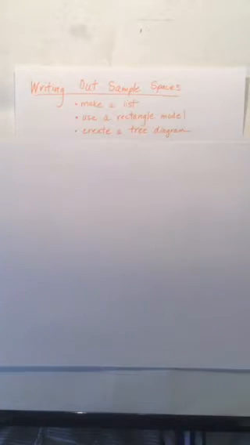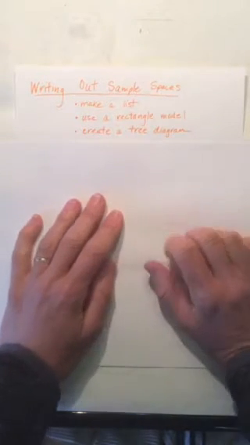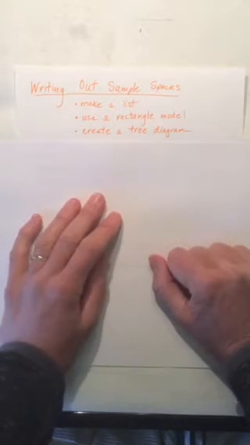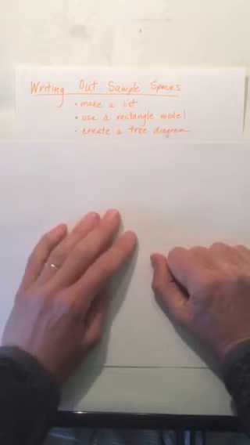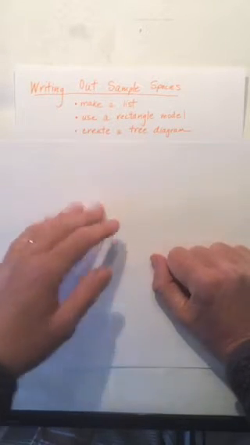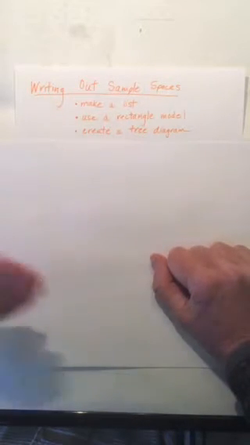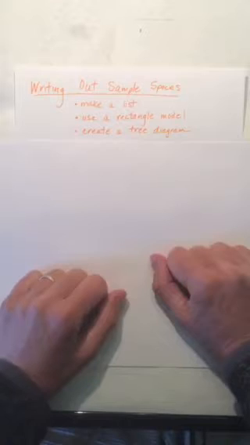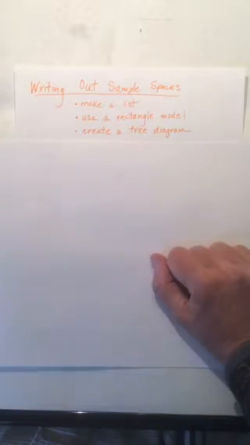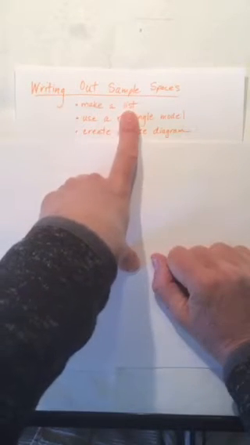Hi everybody. We're going to continue talking about writing out sample spaces today. And if you will remember, a sample space is simply a list of all the possible outcomes given an experiment. So for instance, when we flipped a coin, we could get heads, we could get tails. That's the sample space. Just when I flip this coin, what could be the outcome? So we used Make a List.